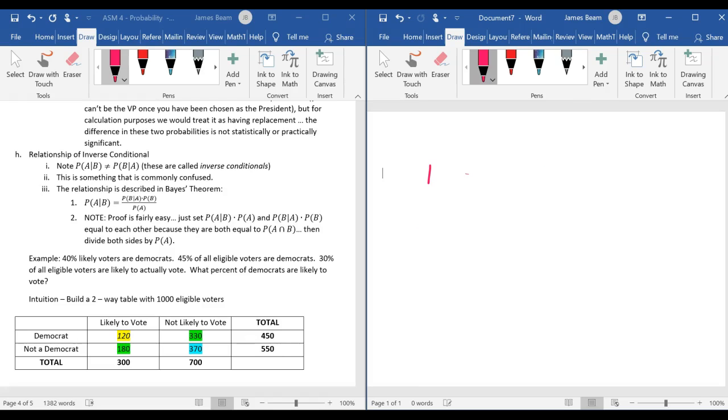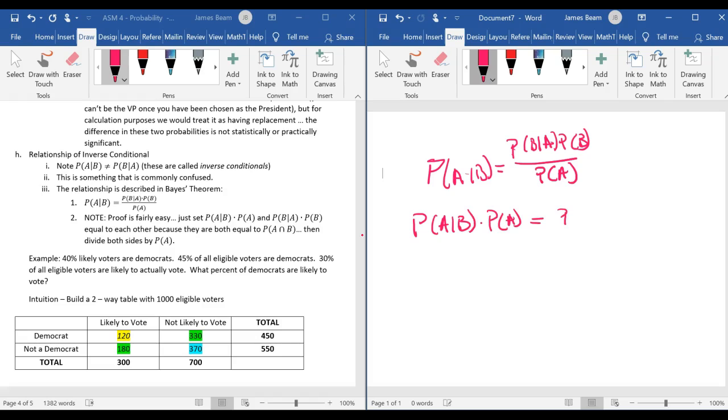All right, so we want to prove that the probability of A given B is equal to the probability of B given A times the probability of B over the probability of A. Okay, so note, the probability of A given B times the probability of A is equal to the probability of A and B.